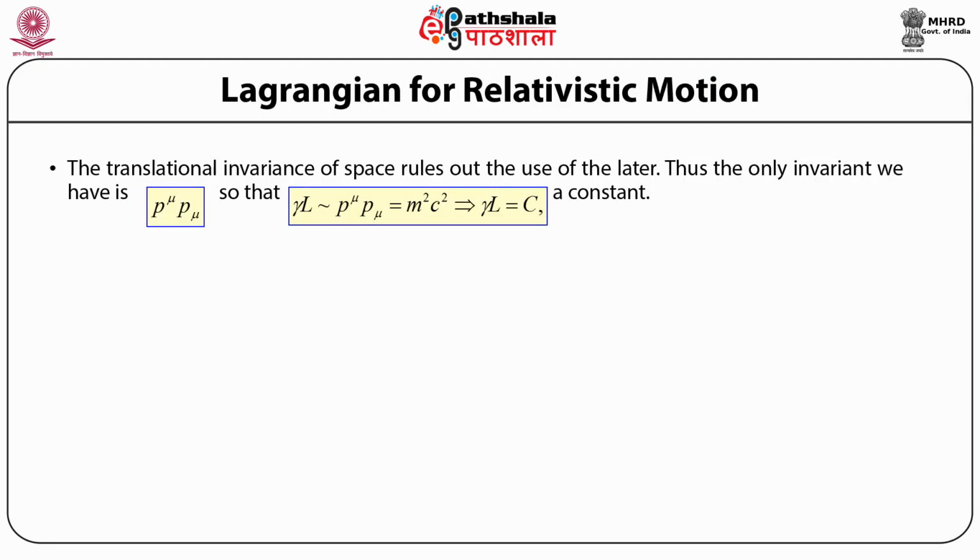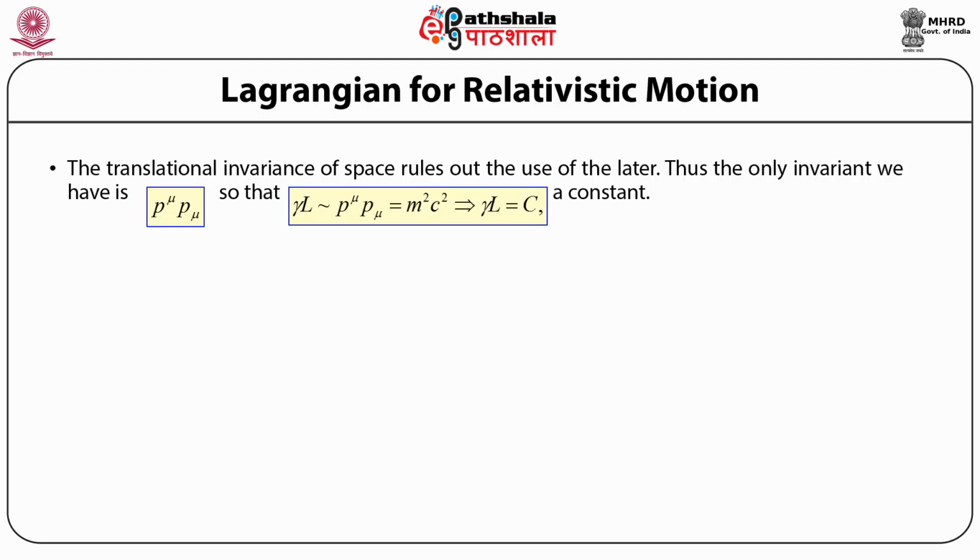We have only the momentum 4-vector p mu and the position 4-vector x mu. The presumed translation invariance of space rules out the use of the latter. That leaves only the momentum 4-vector p mu and the single invariant p mu times p mu equals m squared c squared, which is a constant. Hence, we are led to gamma L equals C, a constant.